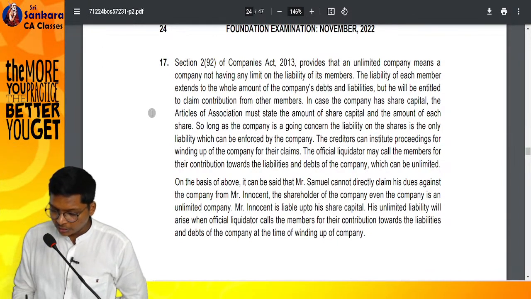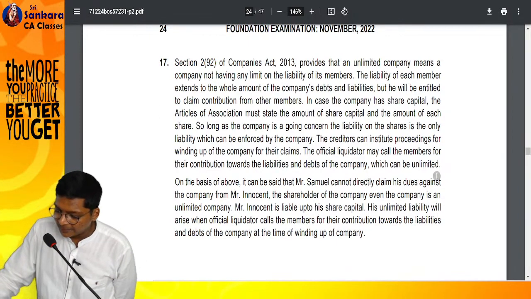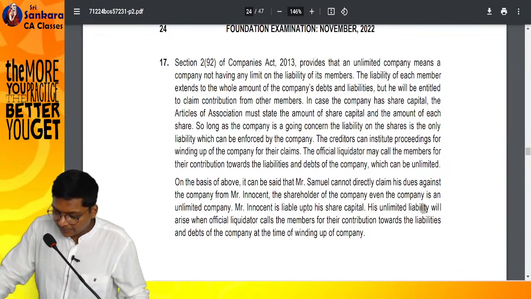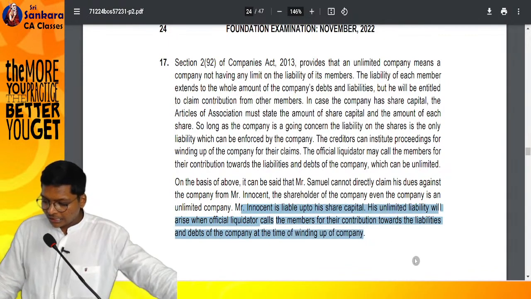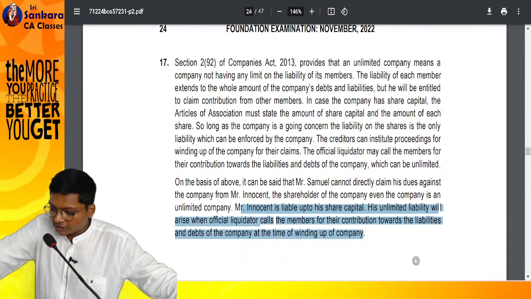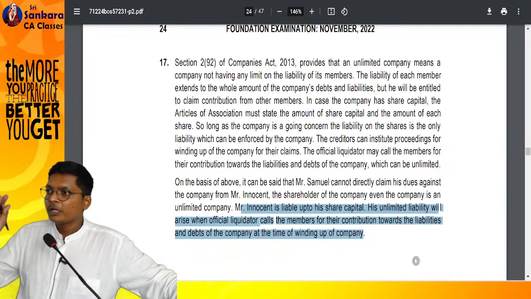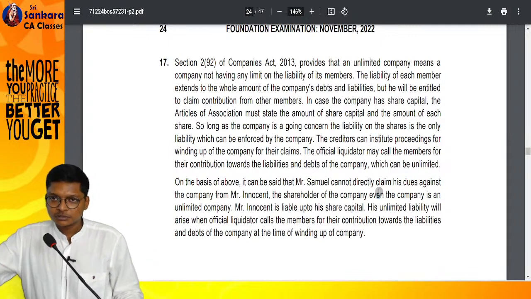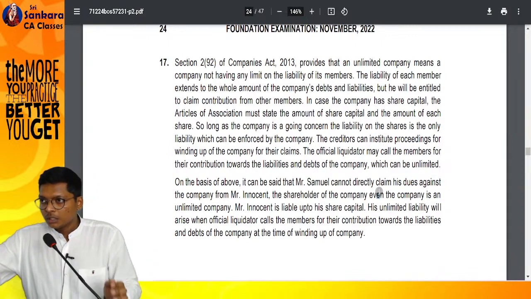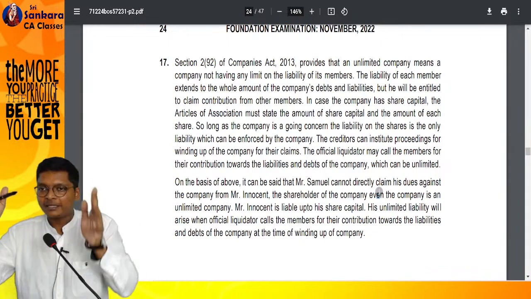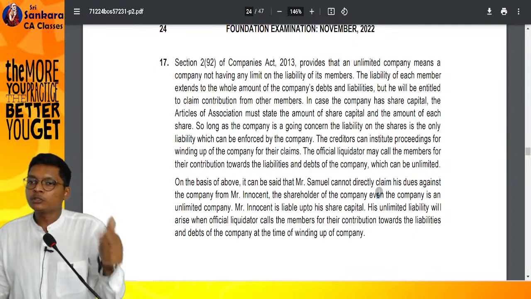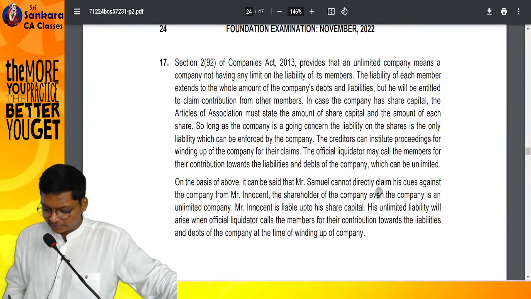Now, analysis and conclusion. It can be said that Samuel cannot directly claim his dues against the company from the shareholder. Innocent, the shareholder of the company, even if the company is an unlimited company, is liable up to his share capital. His unlimited liability will arise only when the liquidator calls the members to pay the liabilities at the time of winding up of the company. Able to follow, guys. That's the same thing in partnership. In partnership also, the partner will contribute. During the course of business, the partner will somehow pay. If the partner is not able to pay, the firm is not able to pay, then we will order for dissolution. Continuous losses, liabilities are more than assets. Able to follow, guys.